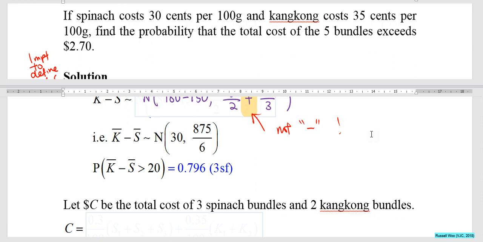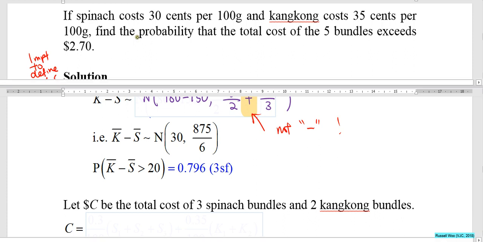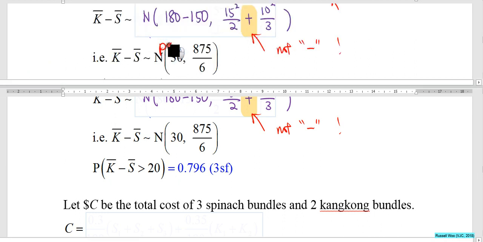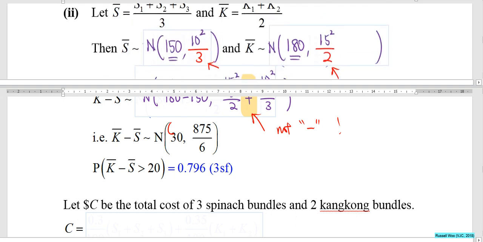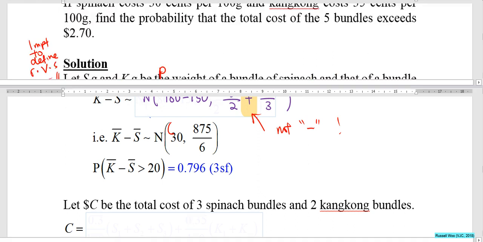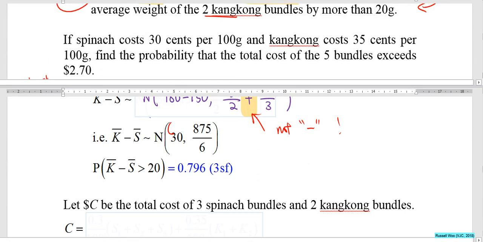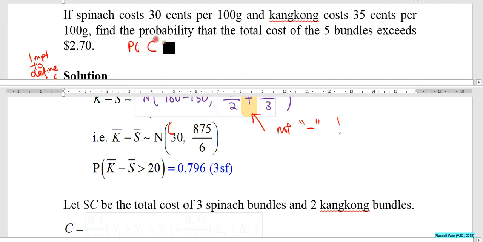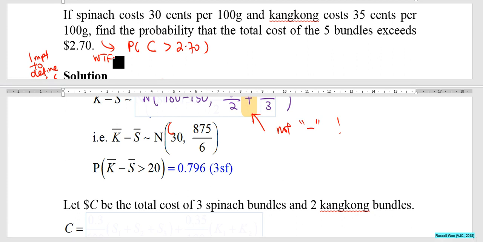Now, total cost. If I can express the total cost, which is C, you want to actually find the probability C greater than 2.7, right? You actually want to find this.